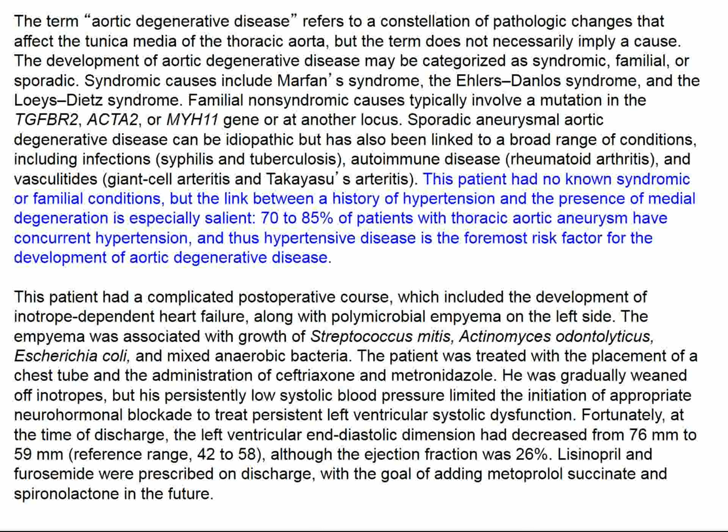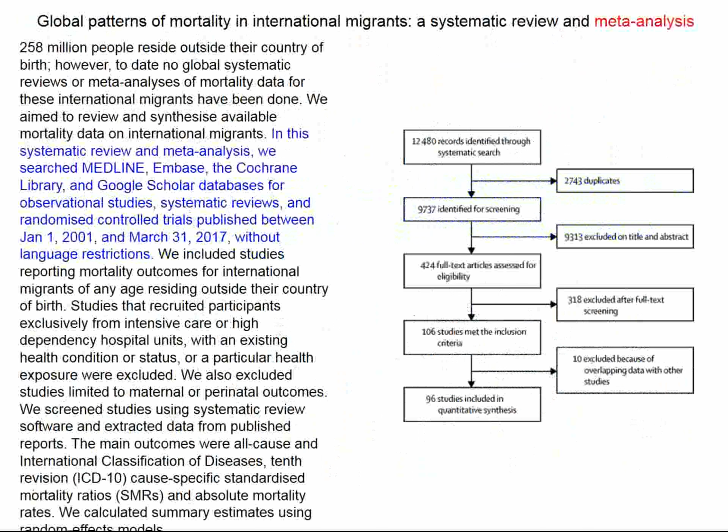Postoperatively, this patient had a bunch of problems that you can read about in this report, but he eventually did okay. Now we move to the Lancet, and the first topic is what happens to international migrants and how is their health care? And migrants have been around for a long time.